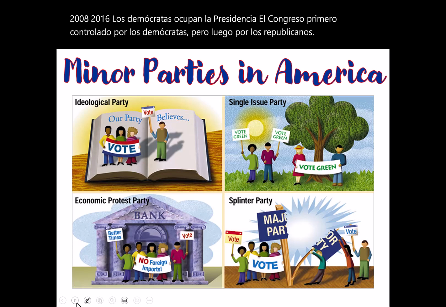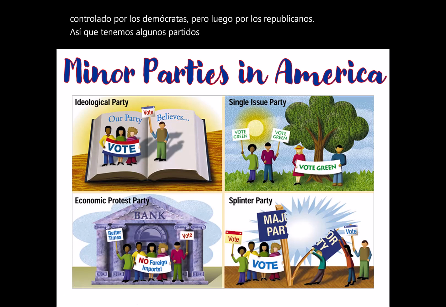So we do have some minor parties in America. We have the Ideological Party, Single Issue Party, the Economic Protest Party, and the Splinter Party.